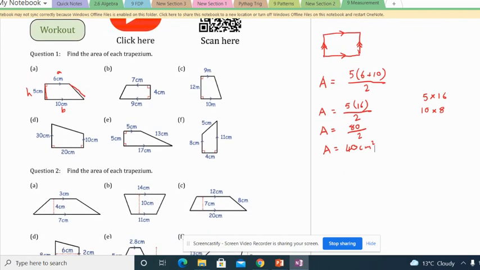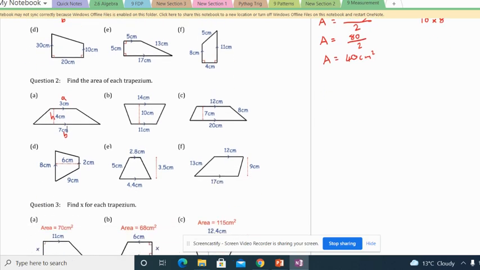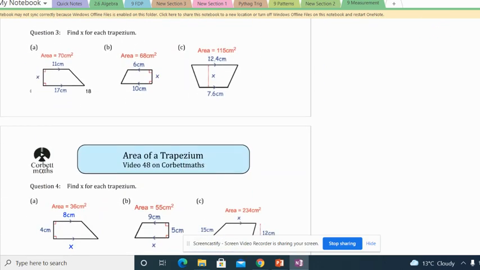And so these other ones are just more trapeziums. These ones here have right angles in them. These ones don't, but it's the same thing. There's your height, A and B, and we would use those in the formula. You've got some ones where you've got the area and you're trying to find, in this case, the height. And so you can try and use the formula to work backwards.